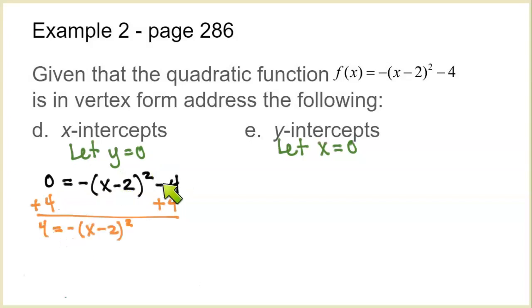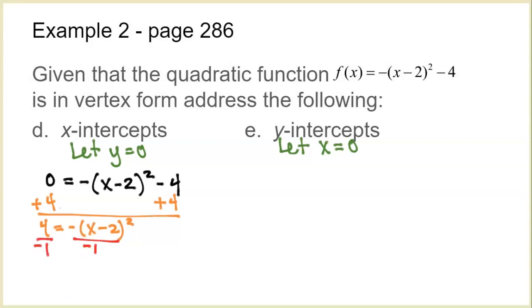And then once I bring that over, that gives me 4 equals negative (x minus 2) squared. And I know that I need to get rid of this negative sign, so the opposite of multiplying by negative is to divide by the negative.